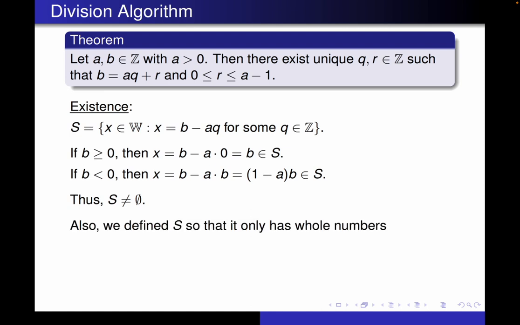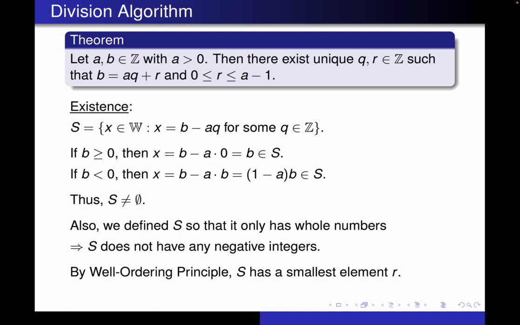Now remember, we also defined S so that it only has whole numbers, right? X had to be a whole number, which means that it doesn't have any negative numbers. So we've got a set of integers that is non-empty and doesn't have any negative integers. That means by the well-ordering principle that it has a smallest element, which we are going to call, wink, wink, nudge, nudge, R, right?